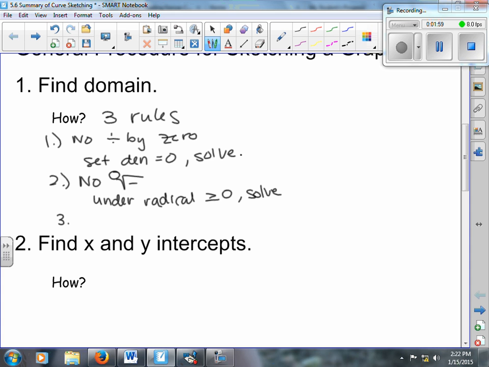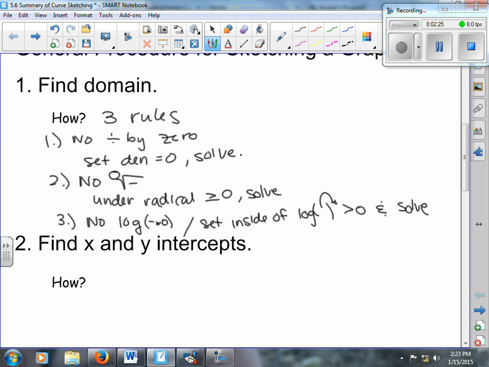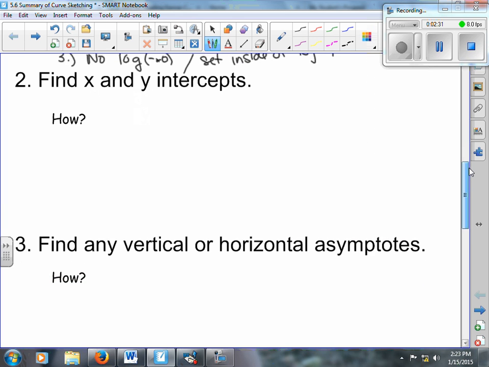And then the third rule is no logarithms of a negative or 0. And so in order to do this, you set the inside of the logarithm greater than 0 and solve. So whatever this part is, that's what you make greater than 0 and solve. And that will find your domain. And we've done all three of those before.